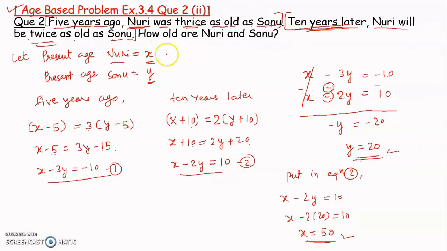Means the present age of Noori, that is x, is 50 years, and present age of Sonu, that is y, is 20 years. This is our answer. So this is the second type of problem, that is age-based problems. So whenever you come across an age-based problem, again remember our assumptions will be the present age of the given person will be x and y. Okay. Let's move to the third type of problem.